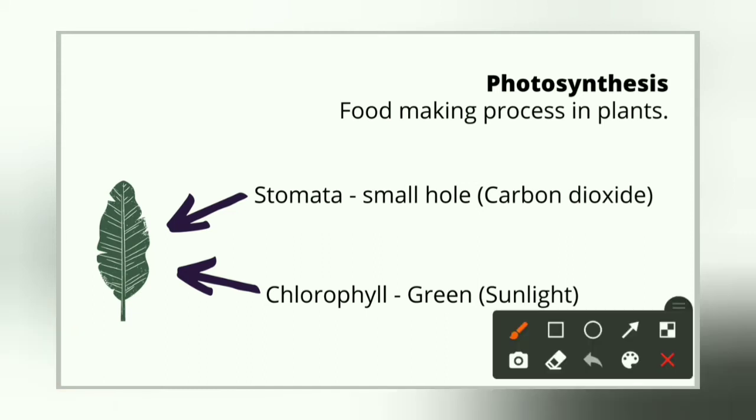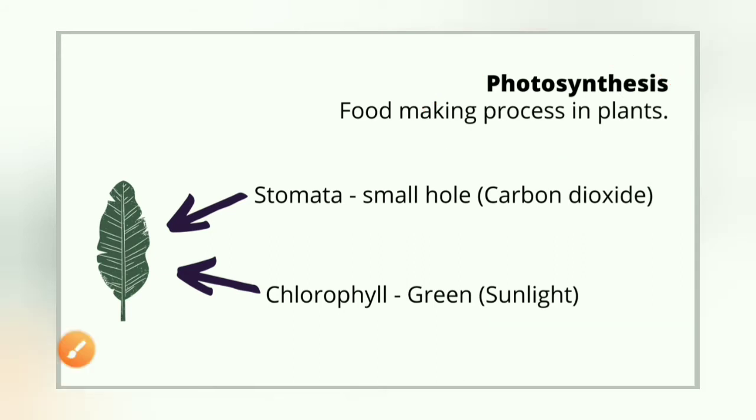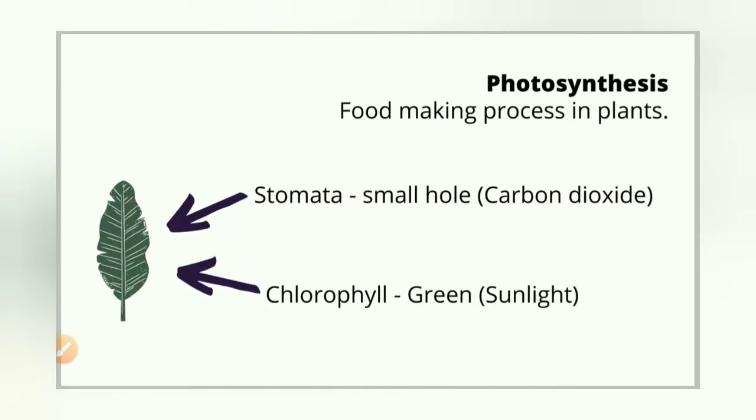Now remember this thing, photosynthesis, a very important term to remember for you all. Photosynthesis is the food making process in plants. As we earlier saw, plants make food of their own. So the food making process in plants is called photosynthesis. Photo is nothing but sunlight. As they are making food in the presence of sunlight, it's called photosynthesis.